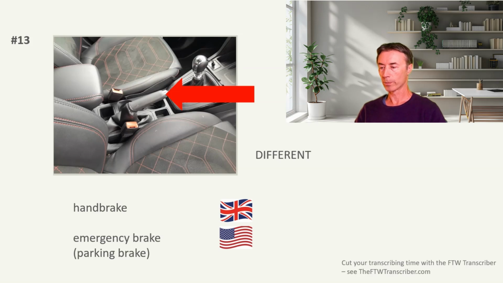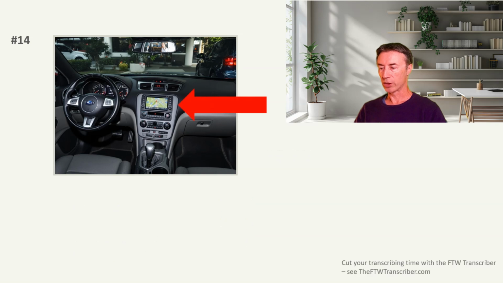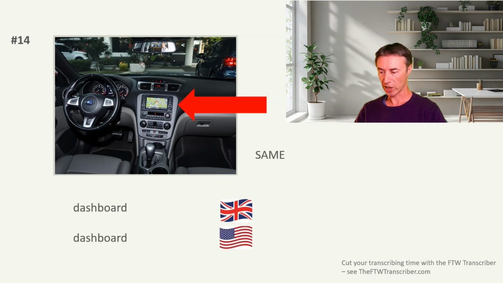Number 14. That thing on the front of the car which has all the knobs and the lights. Same word or different words? Same. Dashboard in both. And dashboard, as I looked up, actually comes from horse-drawn carriages. The dashboard was a literal board that stopped all the mud from flying up and covering the carriage.